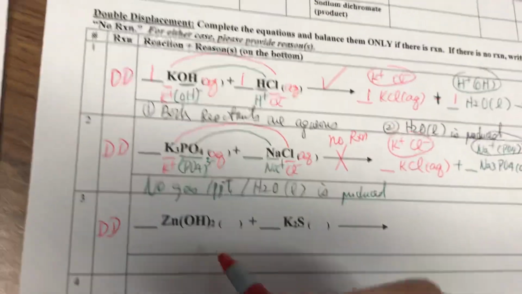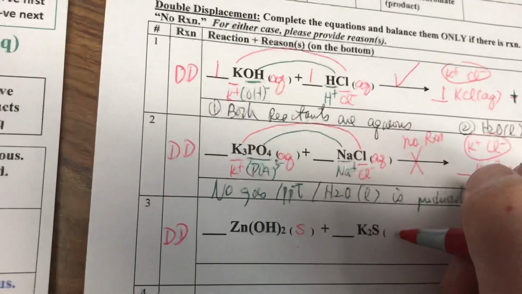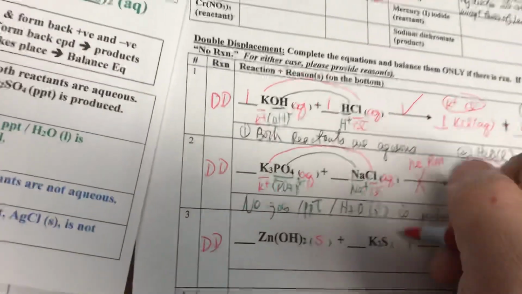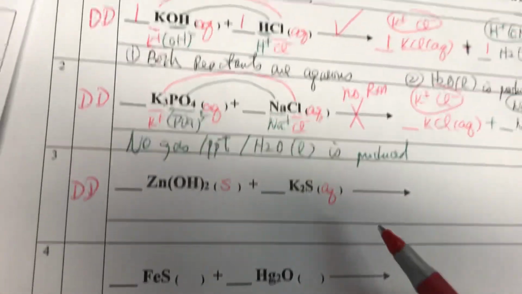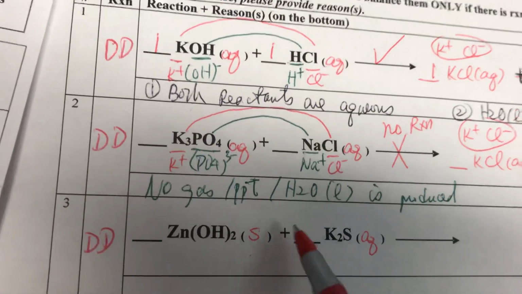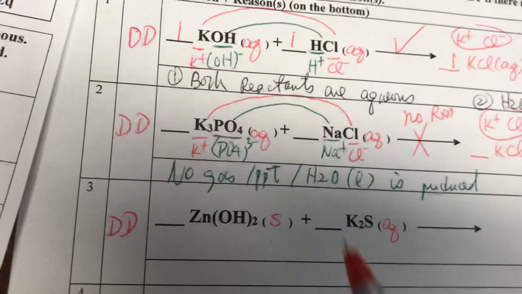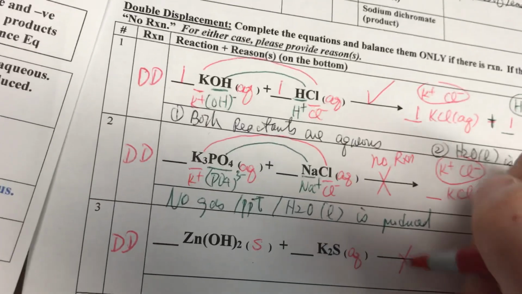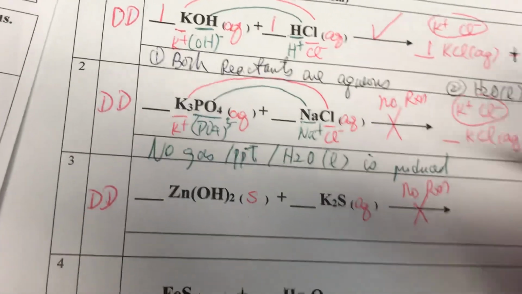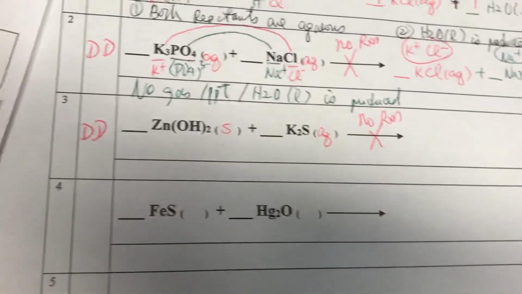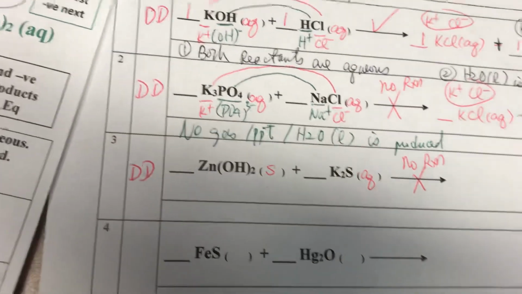And then number three, zinc hydroxide. I believe this is solid. And then the K2S is AQ. Now in this case, I don't even want to draw the rainbow, because in order for you to draw the rainbow, both must be AQ. This is solid, that means it stays in the water as a whole, so it can't be separated. So it will be just no reaction. I don't even draw the rainbow. You only draw the rainbow when you have both AQ. So here would be stop, no reaction.